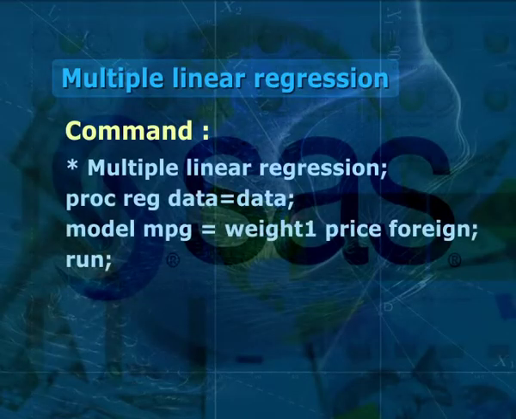Here we will take one dependent variable and more than one independent variable, as the definition of multiple linear regression states. Here we will take MPG, that is mass per gallon, as the dependent variable and weight 1, price, and foreign as independent variables. The command for the same would be multiple linear regression: proc reg data equal to data, model MPG equal to weight 1, price, foreign, run. The results are as shown on the screen.